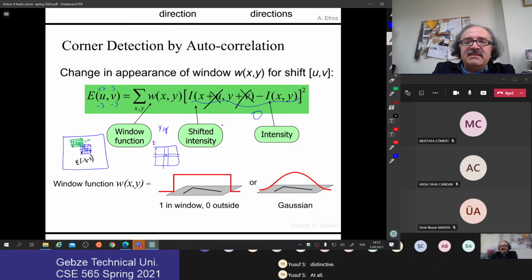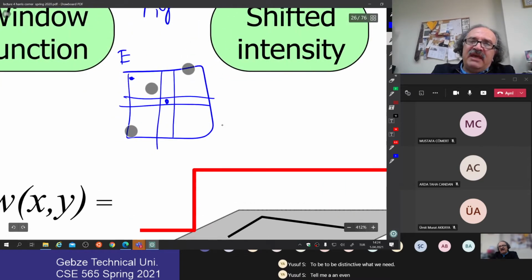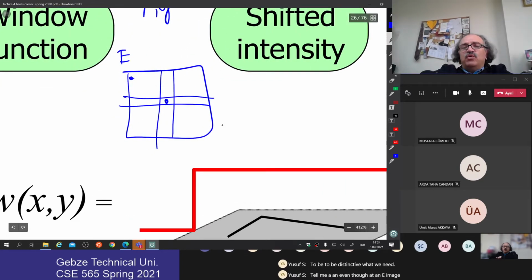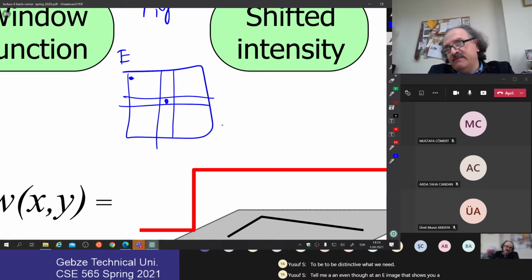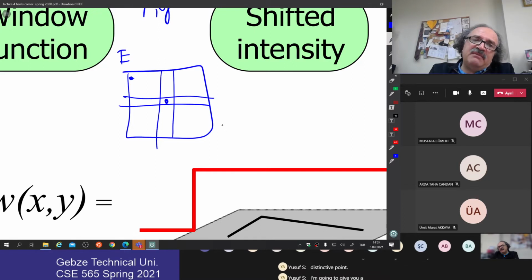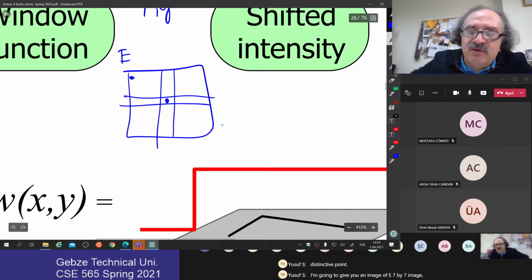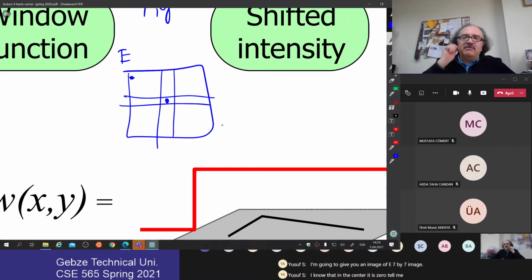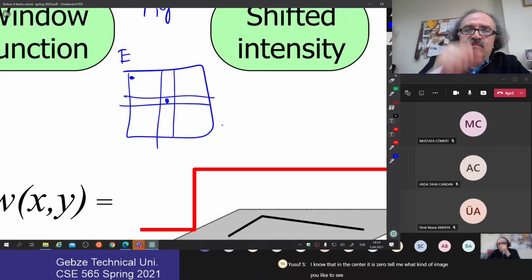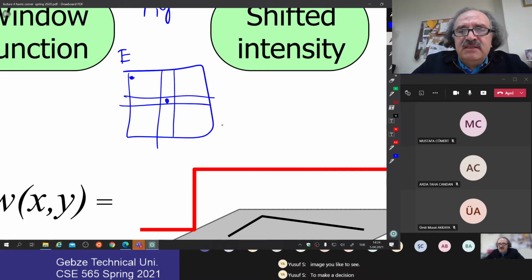Did everybody get this? To be distinctive, what do you need? Tell me an E window, an E image that shows you a distinctive point. I am going to give you an image of E, 7 by 7 image. I know that in the center it is 0. Tell me what kind of image you like to see to make a decision saying that this is a distinctive point.